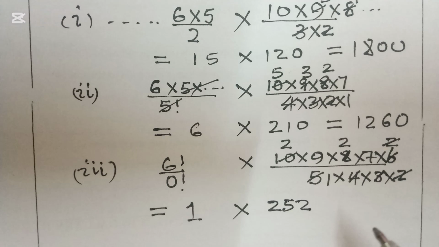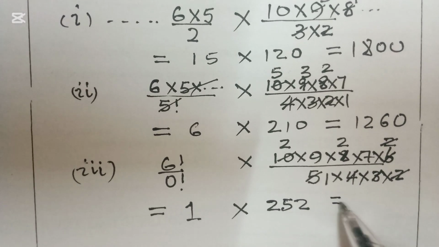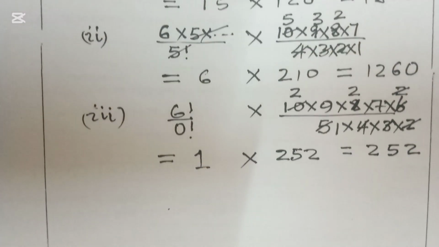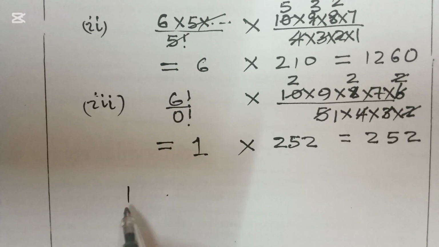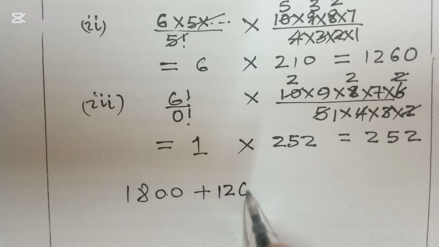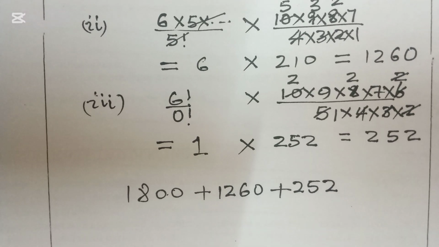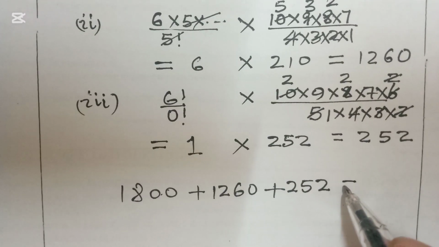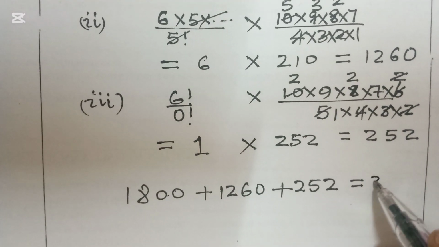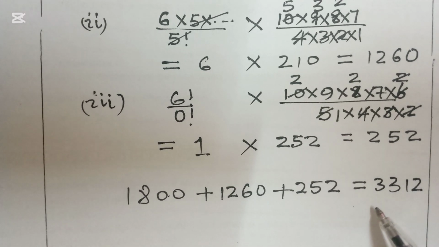And so therefore guys, our solution for Roman 3 is going to be 252. Guys, now we can add all those committees. So we are going to have 1800 plus 1260 plus 252. And this one will give us now our solution, which is going to be 3312. So guys, this is our solution.